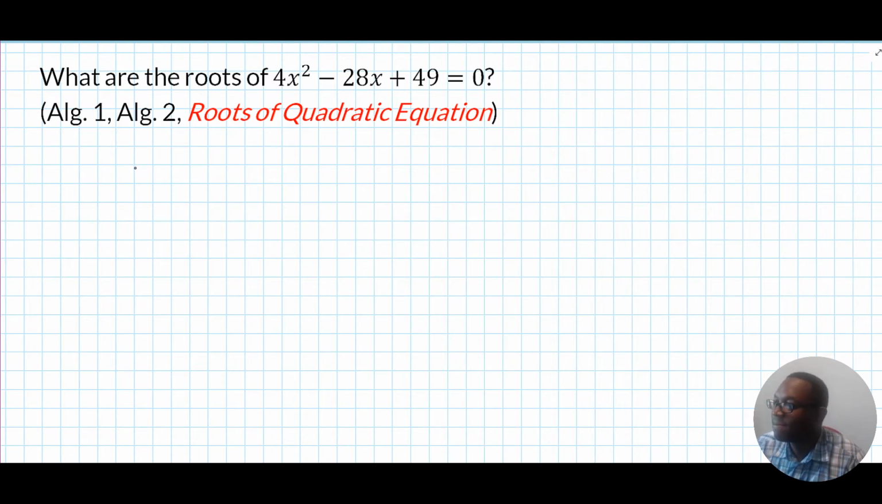Okay. So for those who want to use the quadratic formula, here is what the quadratic formula looks like. x equals negative b plus or minus the square root of b squared minus 4ac, divided by 2a.